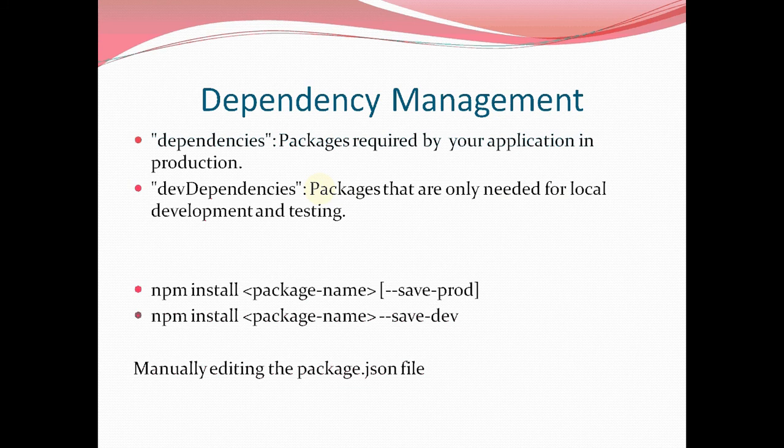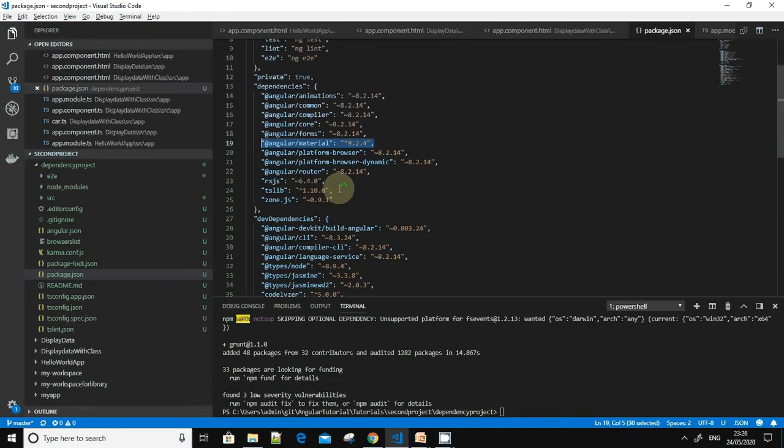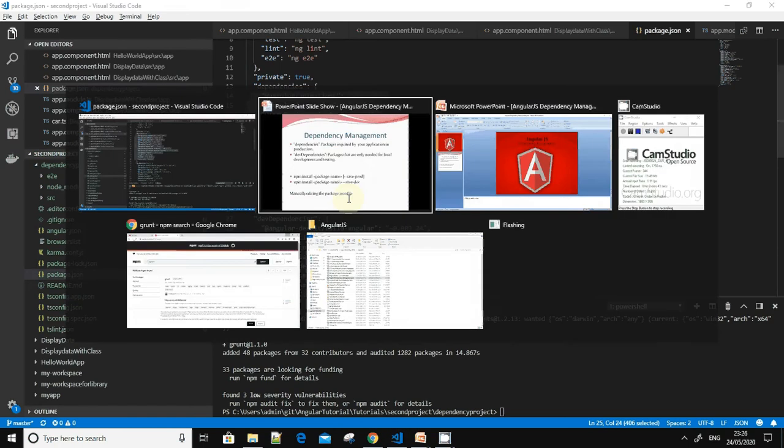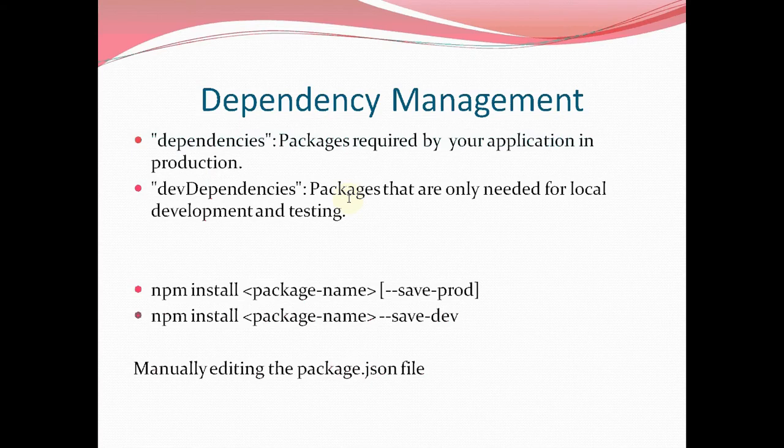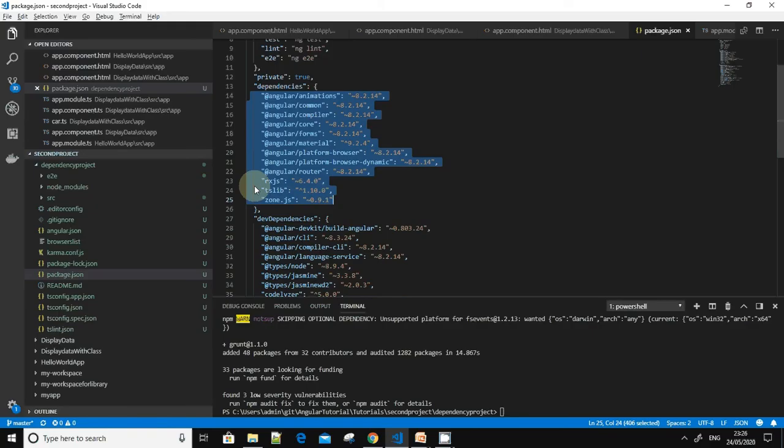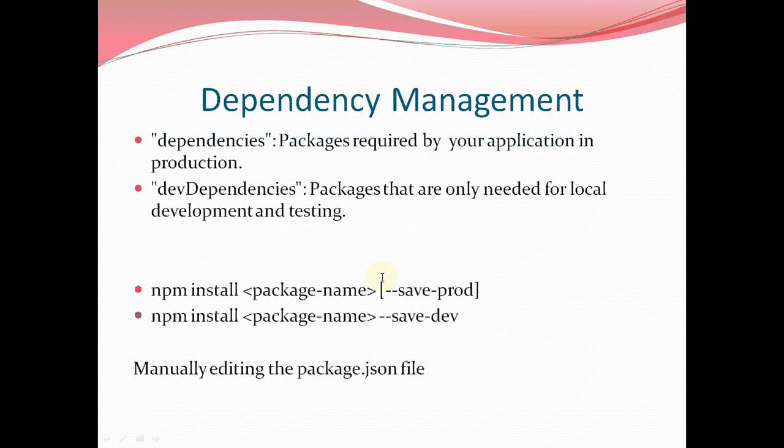So first we'll go through the dependencies tag. The dependencies tag looks like this. This is the dependencies tag. It has the dependencies listed, which are nothing but the npm packages required by your application to run in production. So all of those will go under the dependencies, and the next one is devDependencies. These are again npm packages, which are used during the development and testing phase of your application.